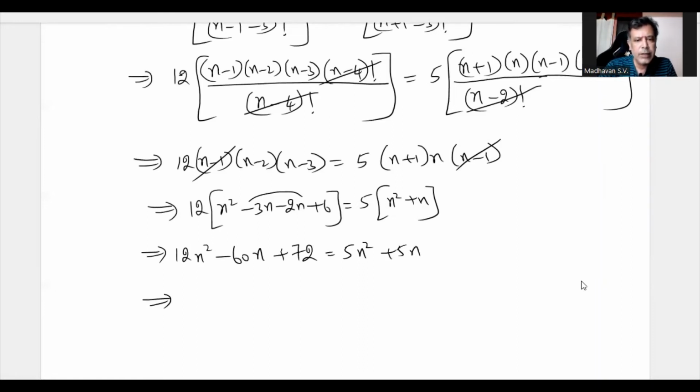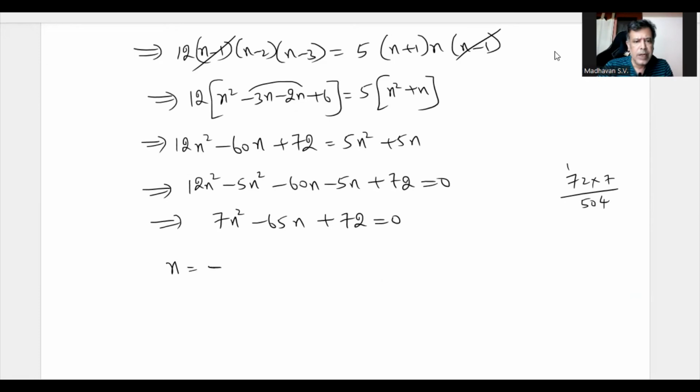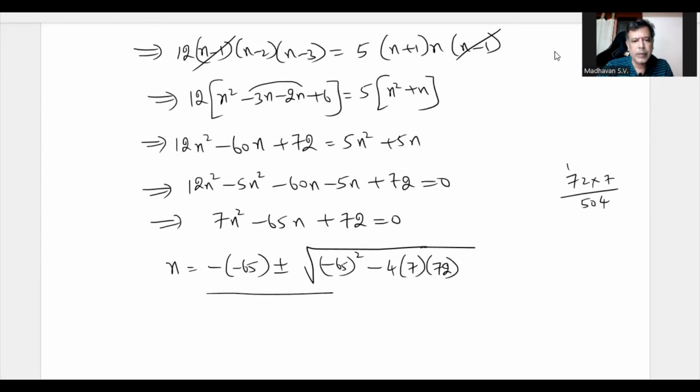So now bringing that 5n square and 5n to the left hand side, I can write it as 12n square minus 5n square minus 60n minus 5n plus 72 equal to 0. Now this is nothing but 7n square minus 65n plus 72 equal to 0. So n equals minus b plus or minus square root of b square, which is minus 65 squared, minus 4 times a into c, divided by 2 times 7.